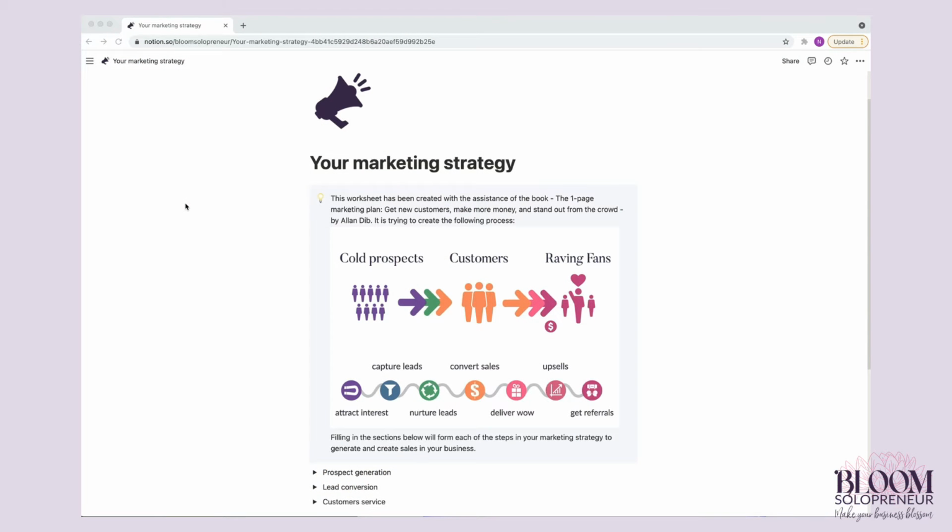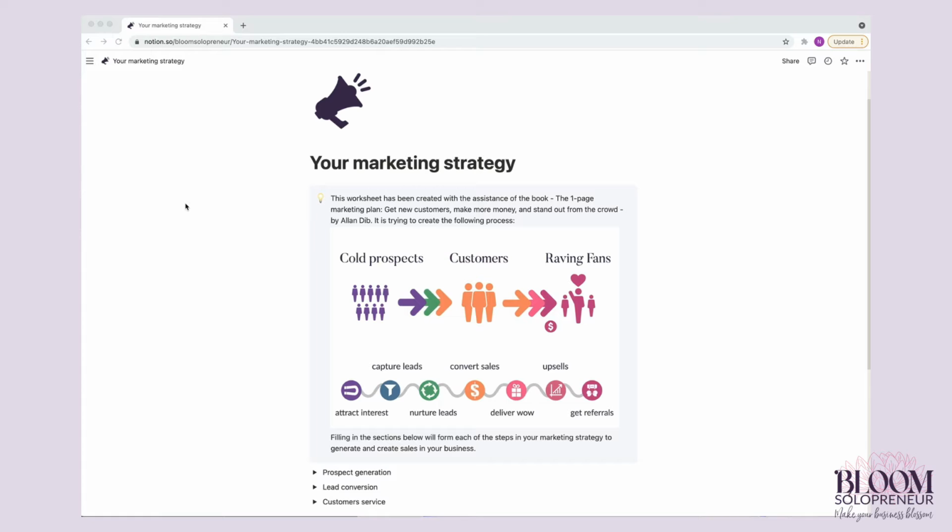Here we are in your marketing strategy Notion template. It's a Notion template that is a series of worksheets to help you define what your marketing strategy will be for your small business. It breaks down the marketing into 3 phases. So first about prospects, then it's lead conversion, then it's about customer service.